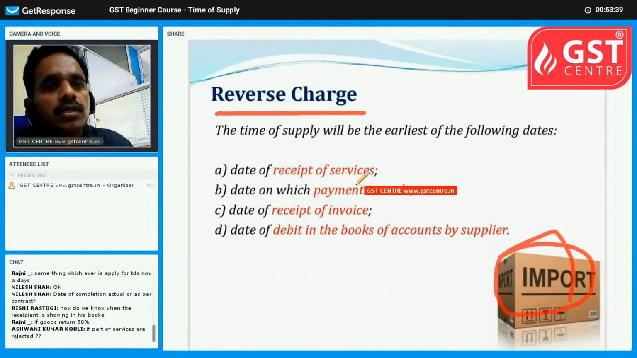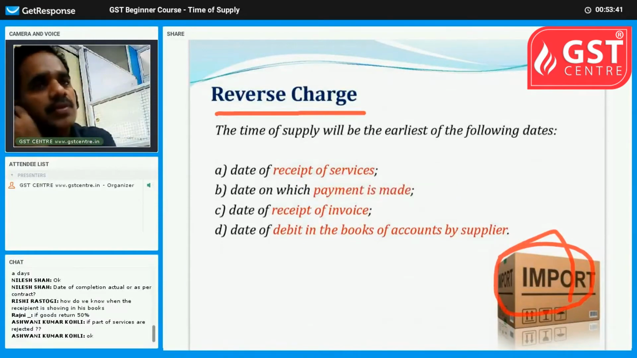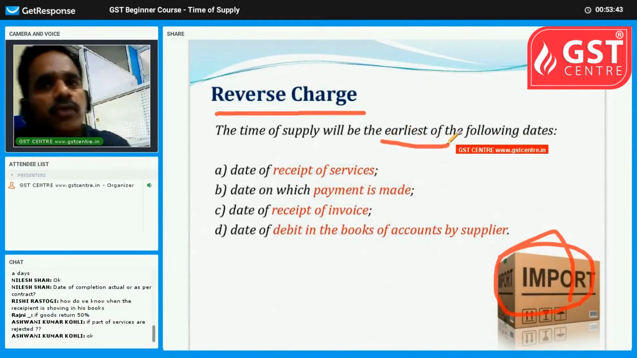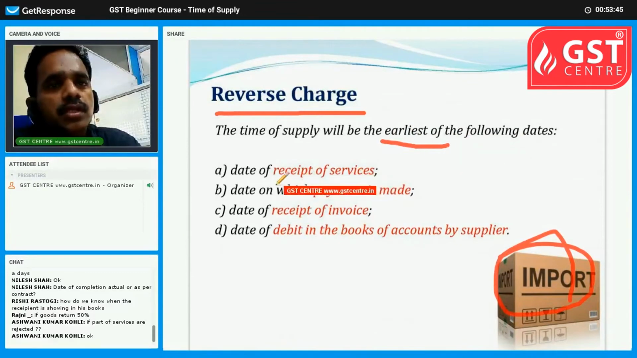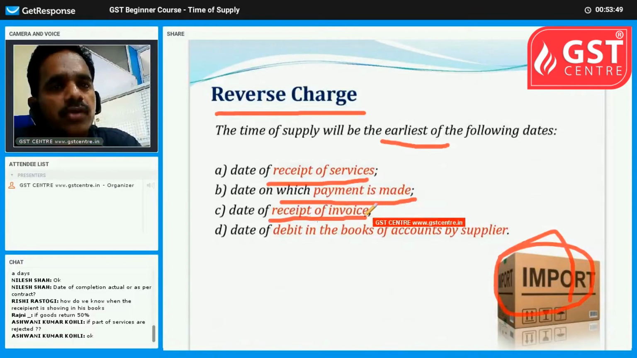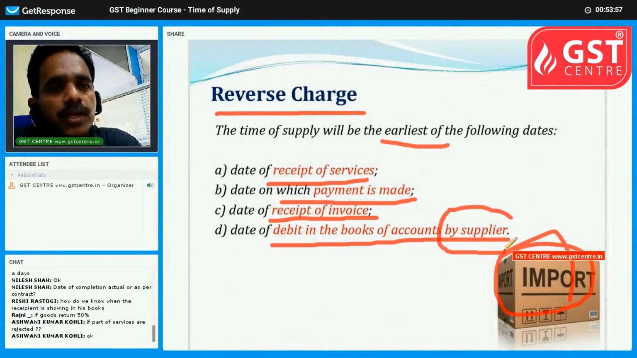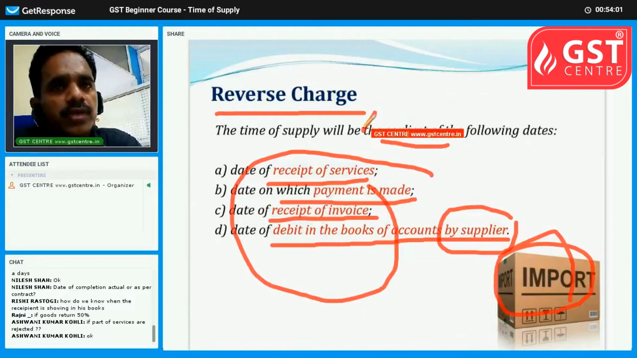Okay, mainly imports. In that case, the time of supply will be the earliest of the following dates: date of receipt of services, date on which payment is made, date of receipt of invoice, date on which the entry was made by the supplier. Okay, so all these dates should be determined in the case of reverse charge mechanism.